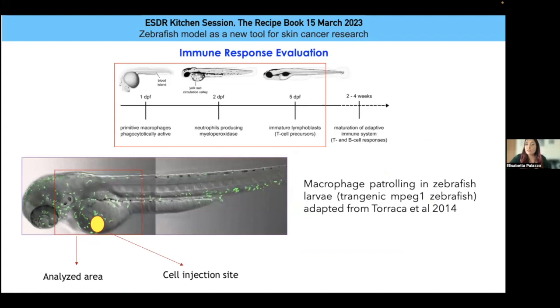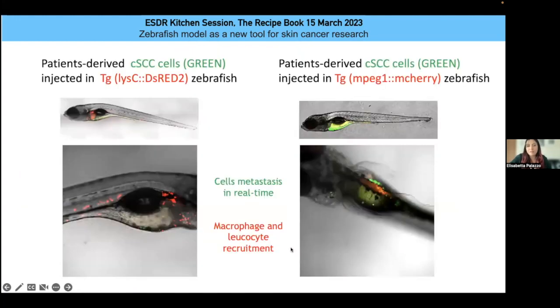So the last thing I want to show you is the possibility to use zebrafish to evaluate the immune response. Here you see that we are in this area where the zebrafish larvae have the innate immunity. So we can measure the recruitment of macrophage or leukocyte within the site of injection. So we can analyze basically this area.